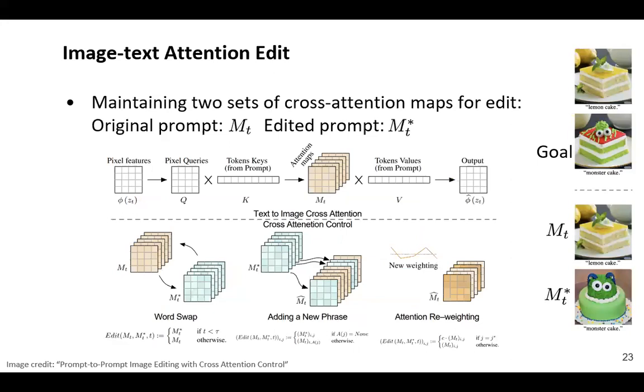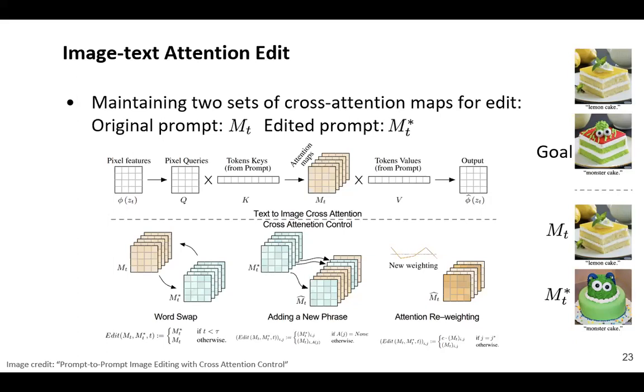More specifically, it will maintain two sets of cross attention maps. One is for the original image, so basically this square-shaped lemon cake is the image we previously generated. We might want to keep the overall visual look of this image, but make it more monstery, basically a monster cake. If we just use this new prompt of monster cake to generate the image with the cross attention map M_t star, it will be a reasonable image, but it will look visually very different from the original image that we try to edit.